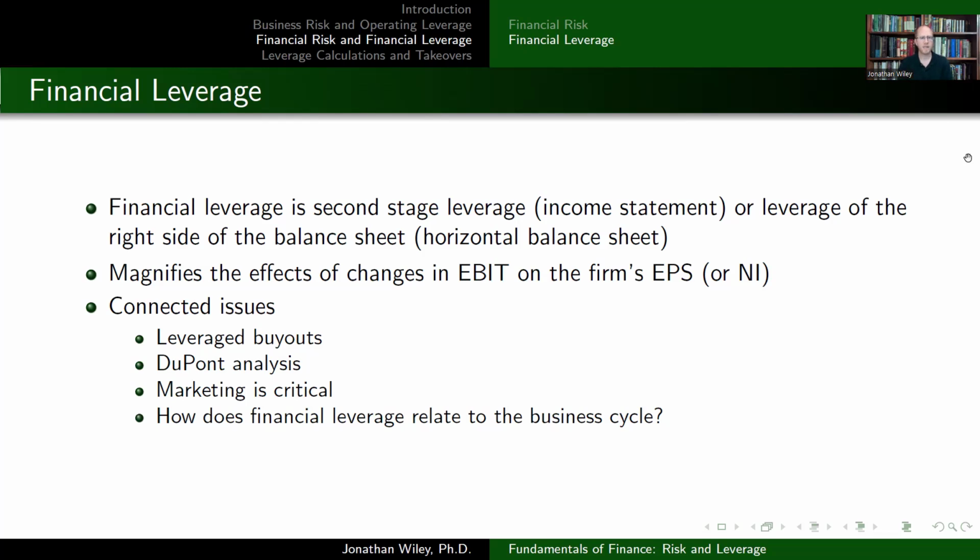So let's think about some connected issues that relate to financial leverage. Leveraged buyouts. The basic idea behind a leveraged buyout is an entity borrows a whole bunch of money, financial leverage, to buy out a company.